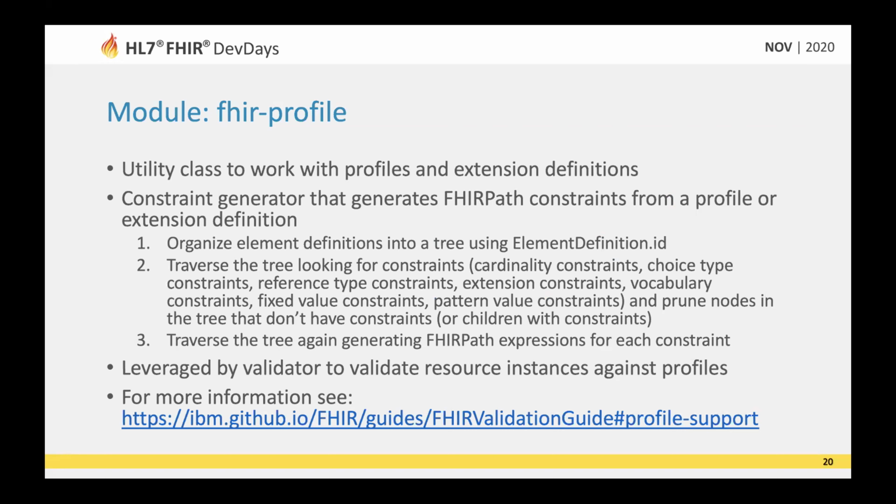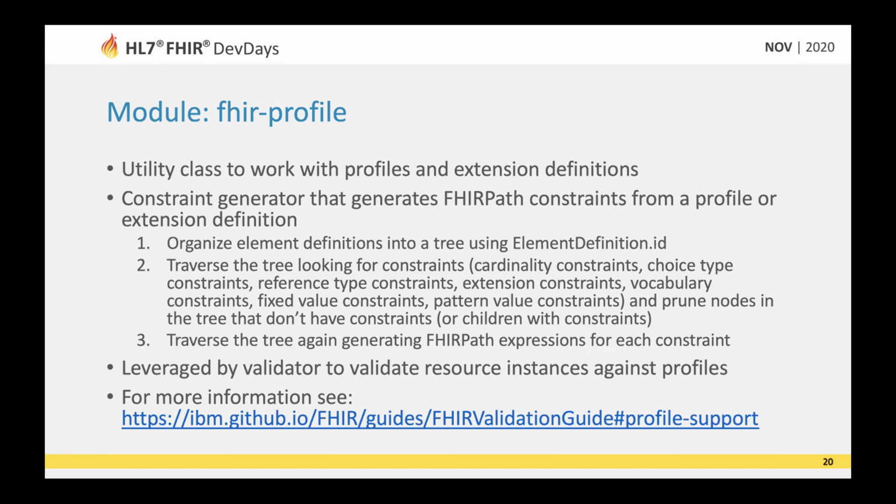We actually have a constraint generator that generates fhir-path constraints from a profile or an extension definition. So you start with a structure definition as input to the constraint generator. It essentially organizes all the element definitions that are in the snapshot into a tree using the element definition ID. And then it goes through the tree looking for constraints. It supports a number of different types of constraints: cardinality constraints, choice type constraints, constraints on the type of reference, extension constraints, various terminological constraints, and then value constraints for fixed and pattern value constraints.